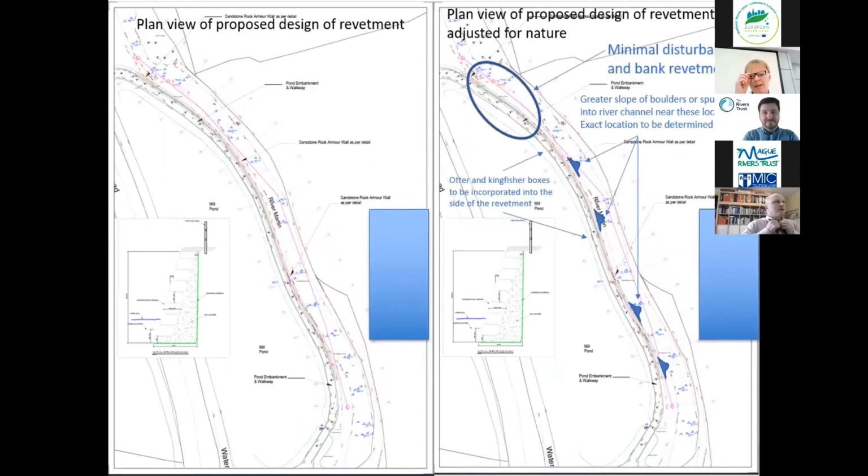So what we came up with in the end was basically a roughened approach to try and create a bit of variability within that stretch, minimize use of rock, and only do the reinforcement where it was absolutely necessary, and allow nature to take its course other than that, and also incorporate features for wildlife as well. So we're building this into the project.